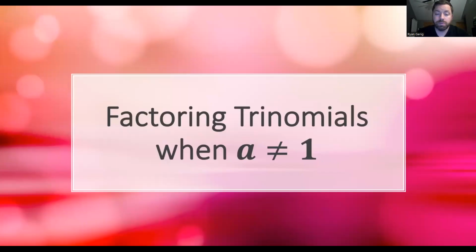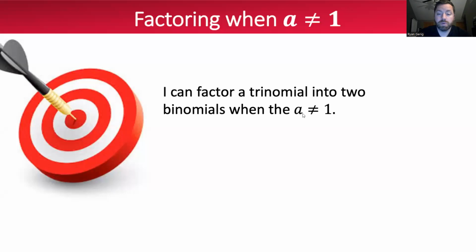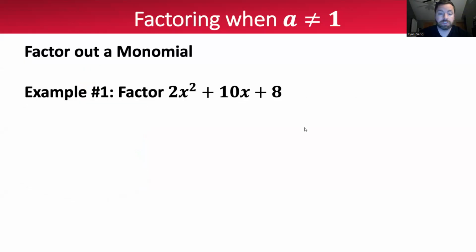Hello and welcome to factoring trinomials when a is not equal to 1. This is lesson 2 in module 7. So that sign right there means not equal to 1. A, we talked about, was the number in front of x squared. So in this example here, you can see that the a value is 2.